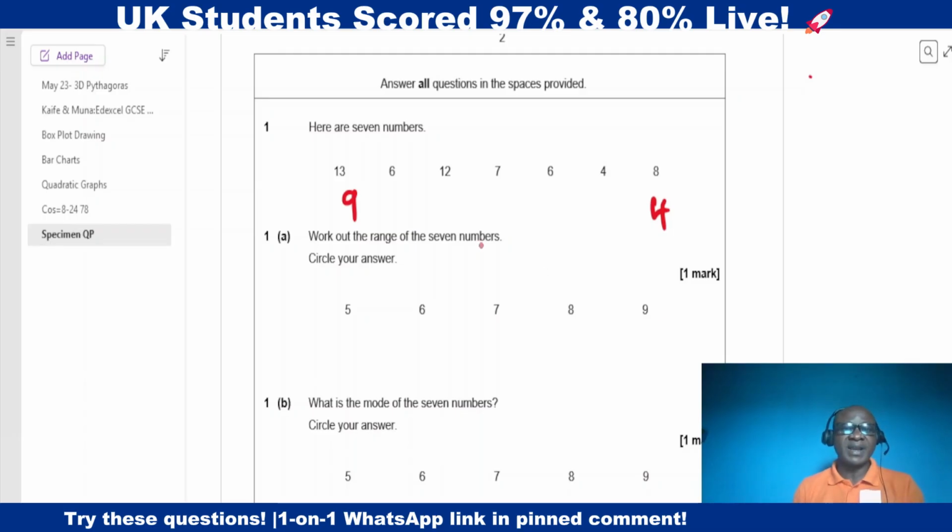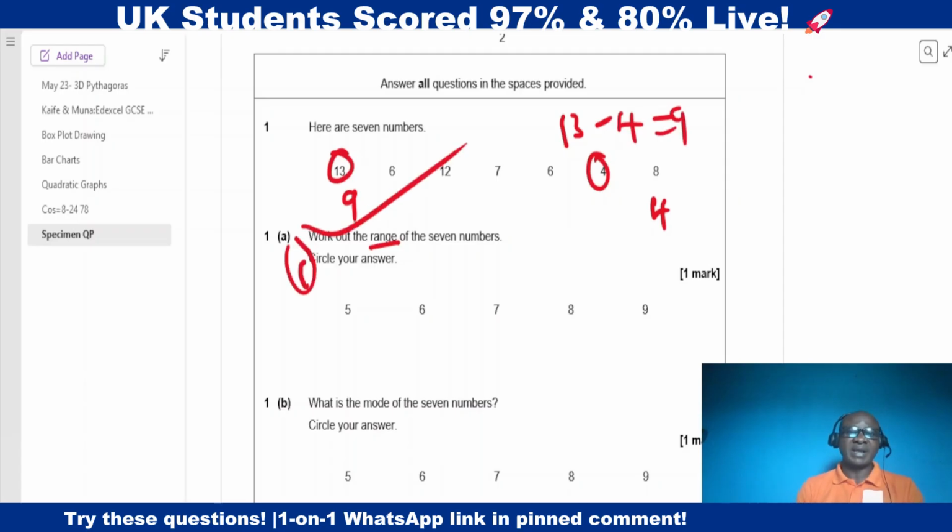Okay, let's find. The question says find. That is Mona, you have given me for A, right? Yeah. Okay. It says find what? The range. The highest number here is 13 and the lowest number here is 4. So if you subtract, you get 9. Kaife, give it 1 mark. Mona, the correct answer is 9.